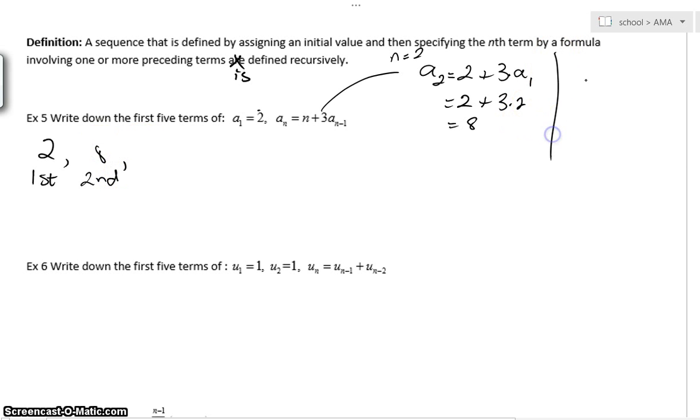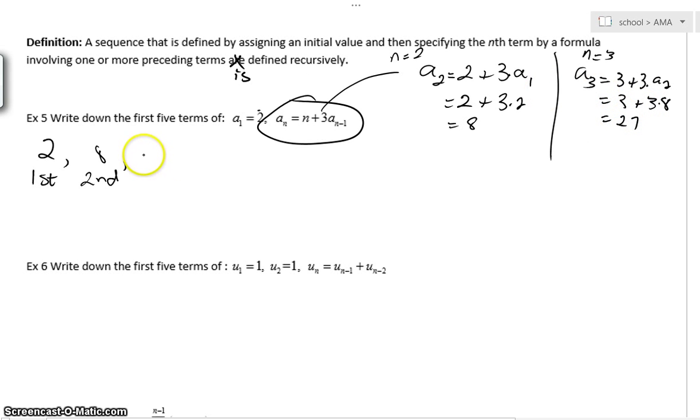To get to our third term, we'd let n equal 3 in this formula right here. A sub 3 would be 3 plus 3 times, well, if n is 3, n minus 1 becomes 2, so that's a sub 2. We just found a sub 2 was 8, so that's 3 plus 3 times 8. 3 times 8 is 24. 24 plus 3 is 27. So here is our a sub 3. This is our third term here.